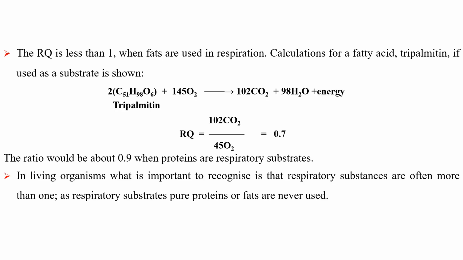The RQ is less than 1 when fats are used in respiration. Calculations for a fatty acid, tripalmitin, if used as substrate, are shown. The ratio would be about 0.9 when proteins are respiratory substrates. In living organisms, what is important to recognize is that respiratory substrates are often more than one. As respiratory substrates, pure proteins or fats are never used.